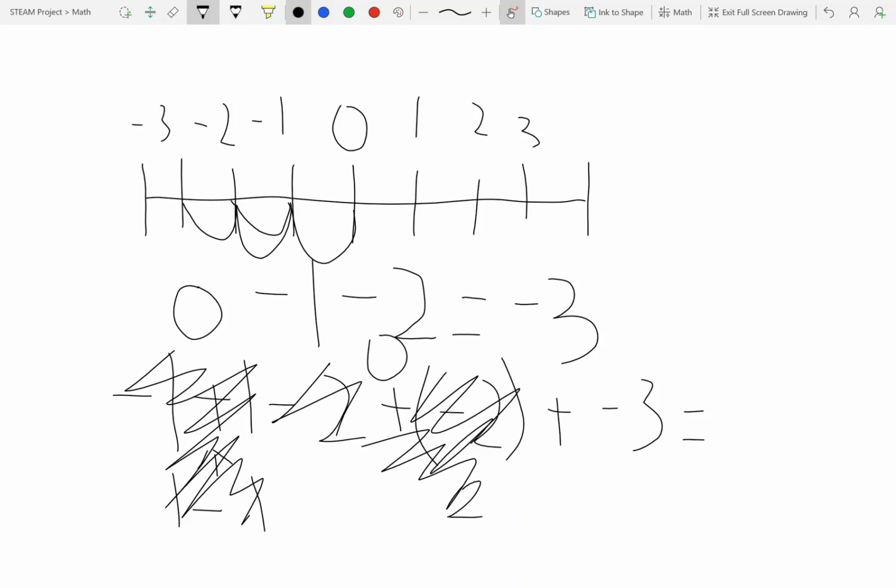So this equation, 0 plus 0 minus 3, is equal to what? It's just equal to 0, go to the left by 3, 1, 2, 3. So it's equal to -3.